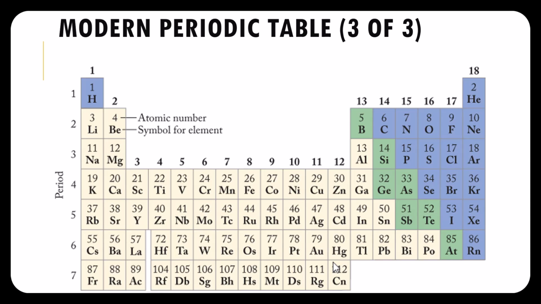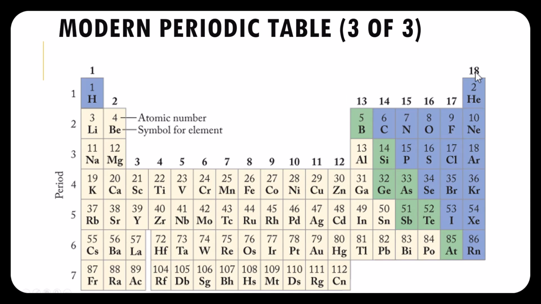And then the last trend that I want you to know are the metals, non-metals, and metalloids. Our metals are the tan color here. The vast majority of the periodic table is metals. Metals are exactly what you would think of if you think of a metal. They're solid at room temperature, shiny, malleable, we can mold them. They conduct electricity, they conduct heat. So most of our periodic table we would consider a metal.